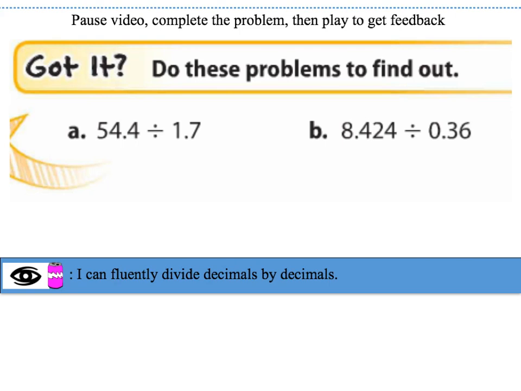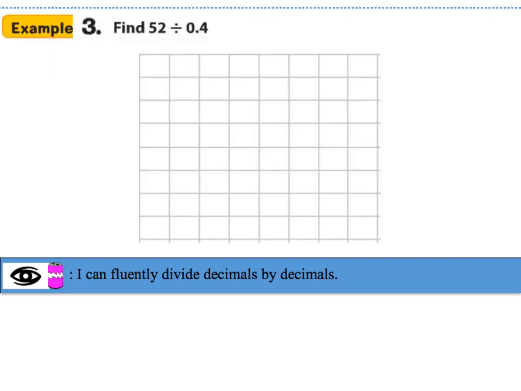Here's example 3. It says find 52 divided by 4/10. So once again, I know that 52 would be my dividend, so that becomes my in, and 4/10 is my divisor, that becomes my out. So I'm going to go ahead and write it here. 4/10 goes on the outside, and 52 goes on the inside.